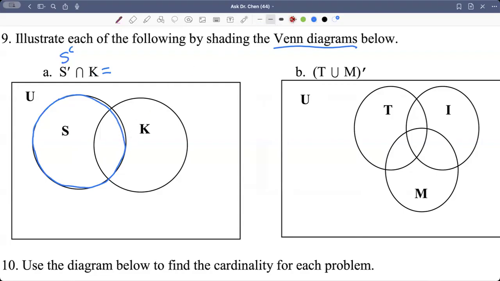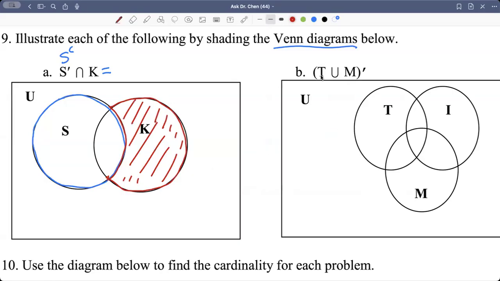This is K. So what's the intersection part? Let's use red color. So everything outside of this blue color, then intersect with K. The intersection with K, that's this part. Right, this red color. That's S complement, the elements not in S, intersect with K. That's the elements in here.